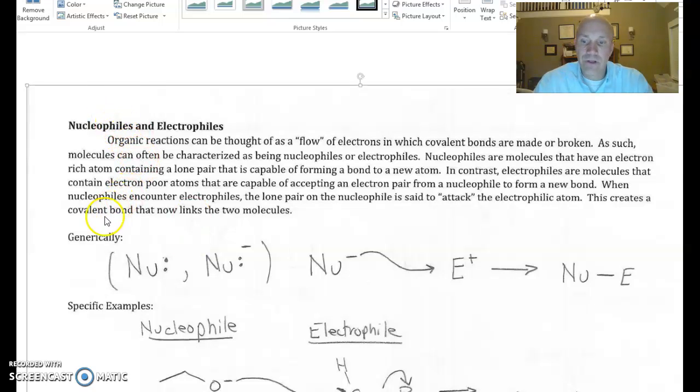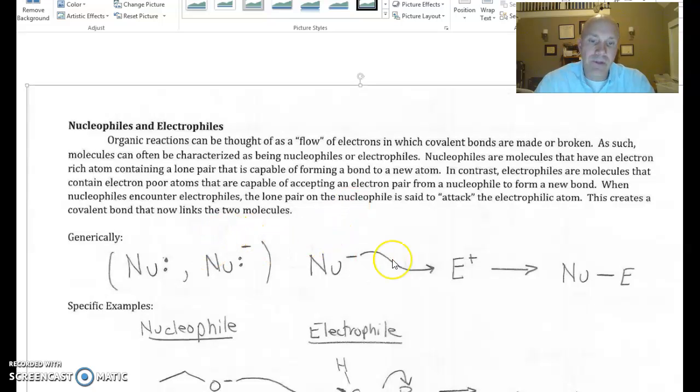Okay, in this video we're going to do an introduction to what are called nucleophiles and electrophiles. These are really important when you're talking about reactions in organic chemistry. First of all, back when we were talking about resonance structures, we showed that you can use these little curly arrows to show how the electrons would move around within a molecule, but the electrons can also show how bonds are made or bonds are broken.